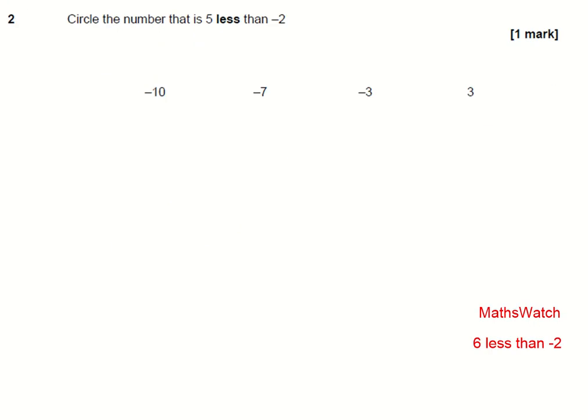Question 2. Circle the number that is 5 less than -2. I'm going to think of this on a number line, doing this vertical to think of like temperature. So if we've got 0, it should be there. -2 would be below it, so I put -2 there. And we're going 5 less than -2, which means we're going a further 5 down, which should take us to -7.